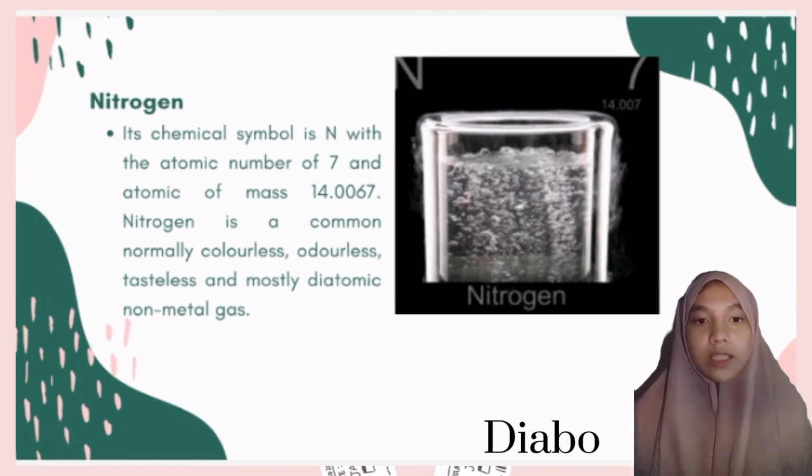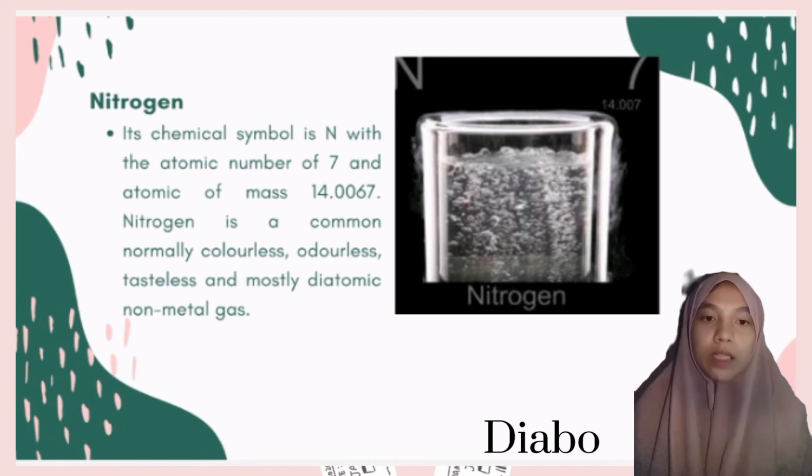Nitrogen. Its chemical symbol is N, with the atomic number of 7 and atomic mass of 14.00767. Nitrogen is a common, normally colorless, odorless, tasteless, and mostly diatomic non-metal gas. It has 5 electrons in its outer shell.